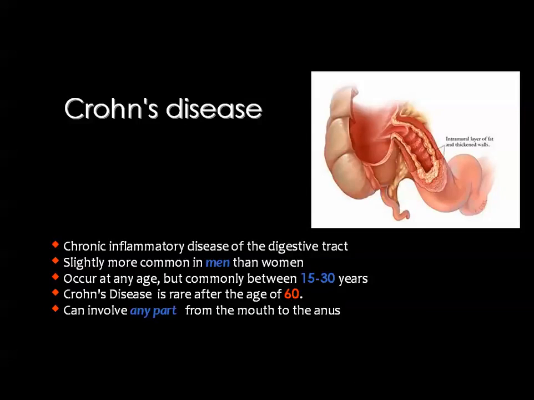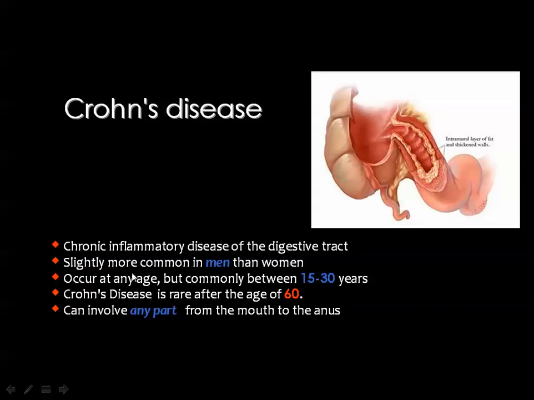Then we came to one of the very important and commonly seen diseases in the small bowel, which is Crohn's disease. And this is a chronic inflammatory granulomatous disease of the gastrointestinal tract, and it affects any part of the gut from the mouth to the anal canal. And the most common site of Crohn's disease is the region of the terminal ileal loop.